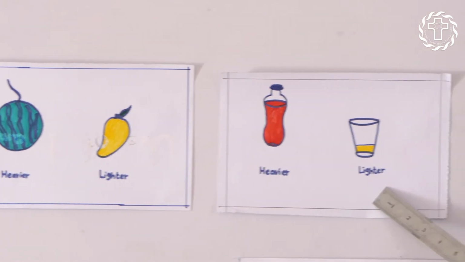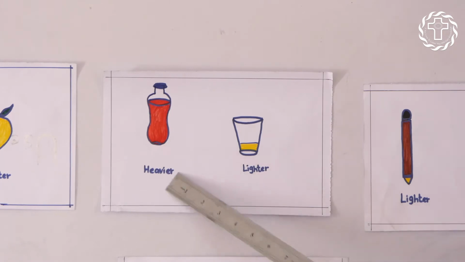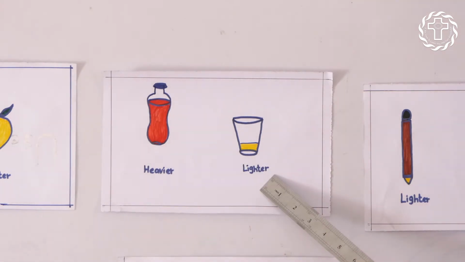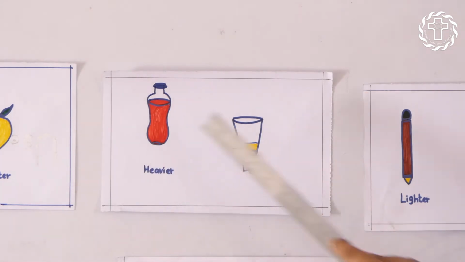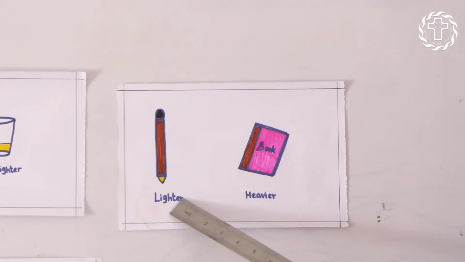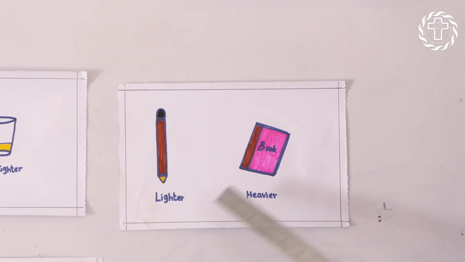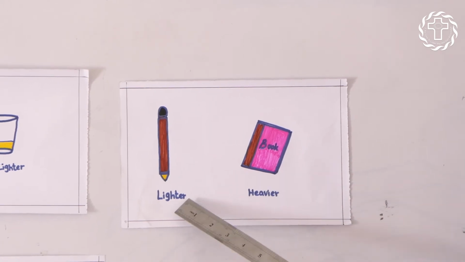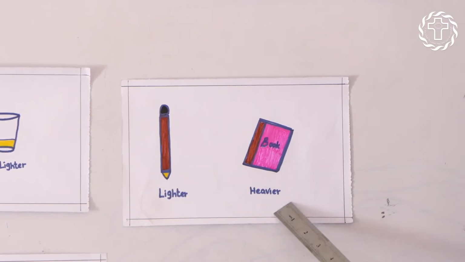See the next picture. The water bottle is heavier and the glass is lighter. The glass is lighter than a water bottle. The third one is the pencil is lighter and the book is heavier. The book is heavier than the pencil and the pencil is lighter than the book.